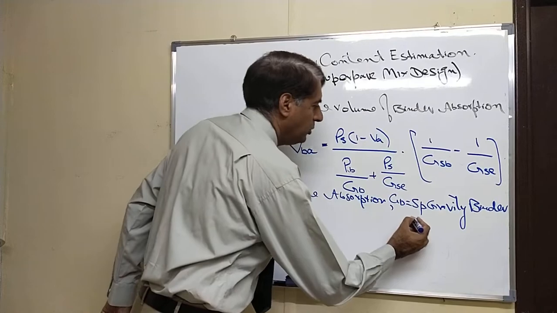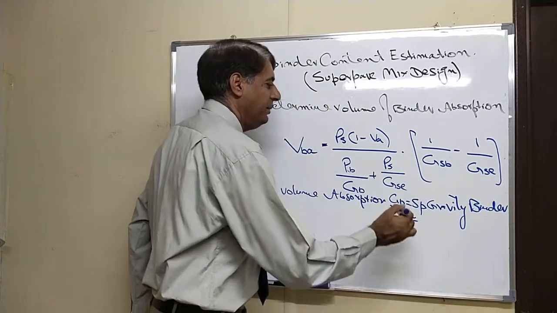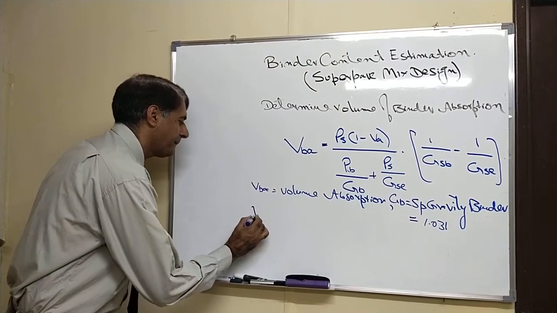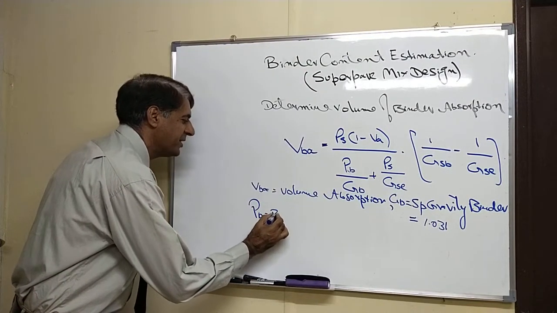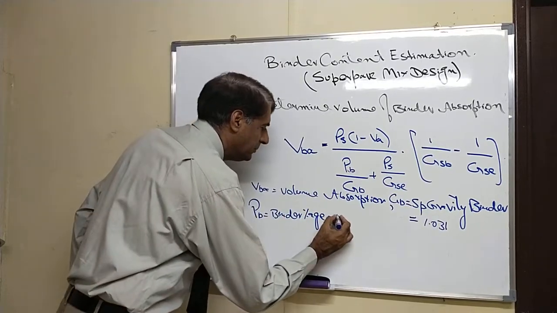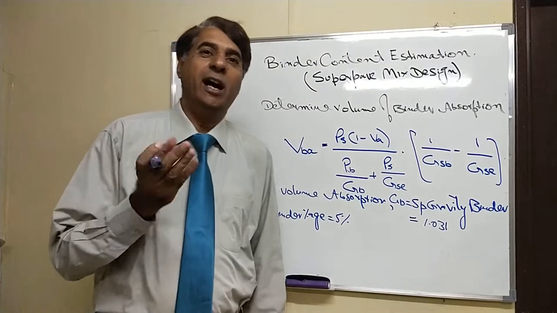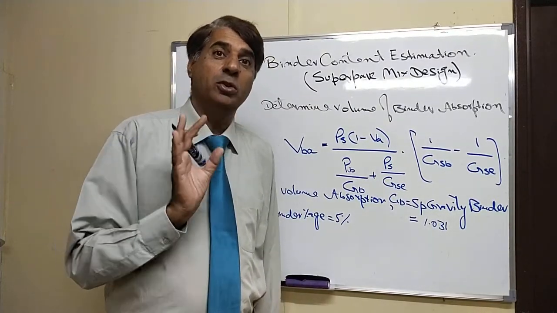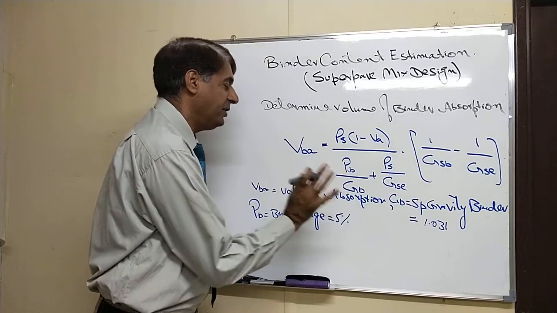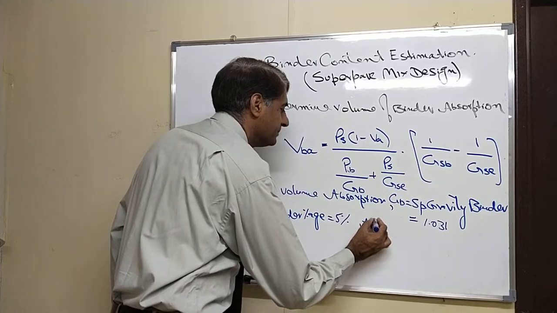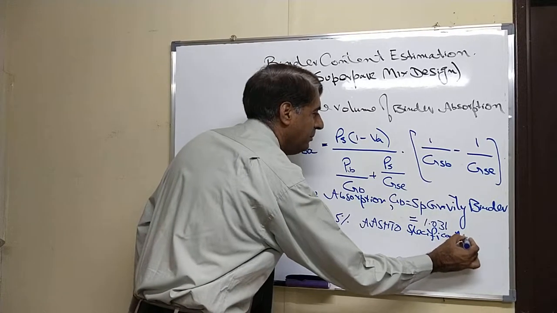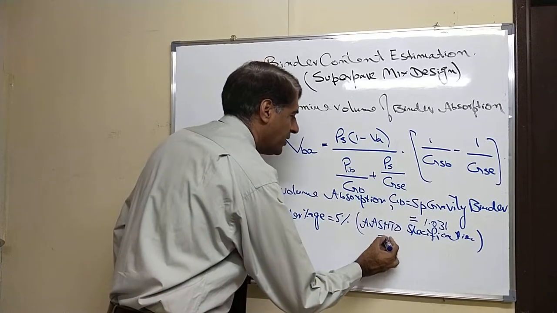Next, its value already calculated or already available, it is equal to 1.031. This value we will use. Next, Pb, binder percentage. And keep this in mind, it is being assumed 5%. Don't think that I am assuming it. No. It is given in AASHTO specification that for the preliminary adjustment, you will have to use 5%. That's why I have written it 5% as per AASHTO specification. So I am not making it myself. It is per AASHTO specification for Superpave.